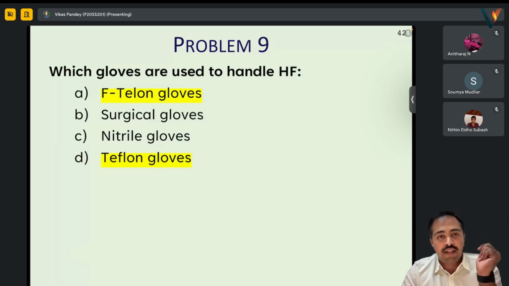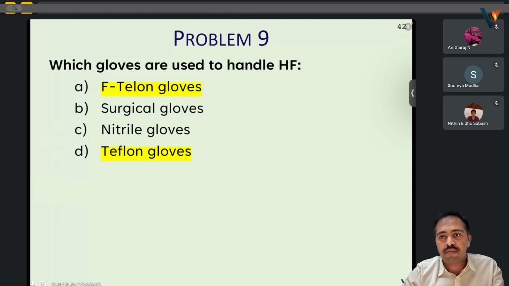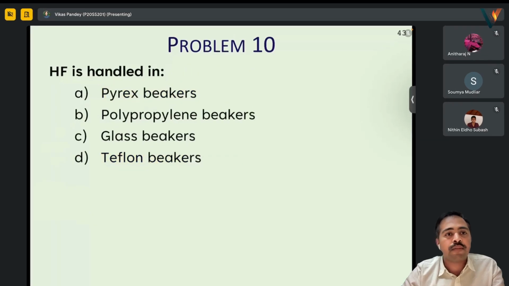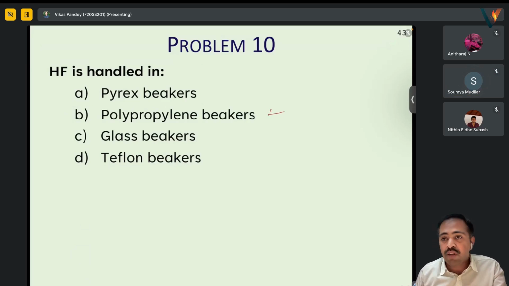HF is handled in Pyrex beaker, polypropylene beaker, glass beaker, or Teflon beaker. Yes, HF is handled in which of these? So B option. B or D? Polypropylene beakers. Yes. Any other answers?